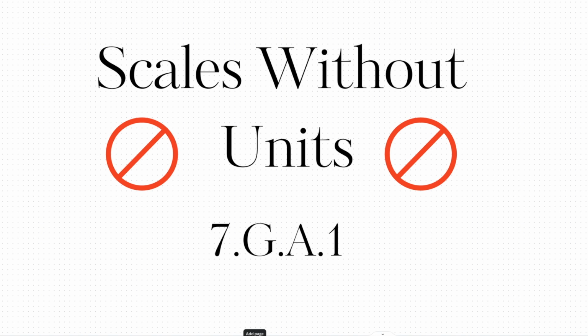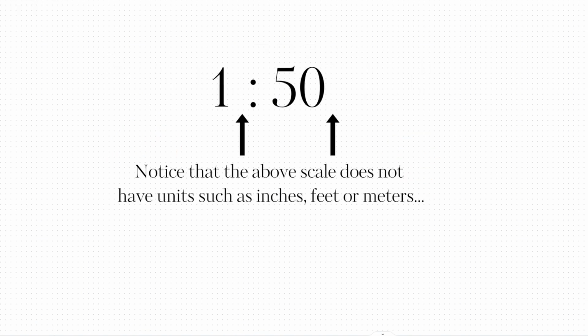All right. Now the key word for this lesson is "without." Take a look at this. It says, notice that the above scale does not have units such as inches, feet, or meters. All this says is the ratio is 1 to 50. It doesn't say 1 inch to 50 feet or 1 inch to 50 yards. All it says is 1 to 50, so it doesn't have any units at all.